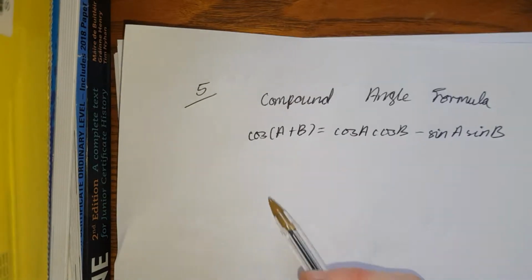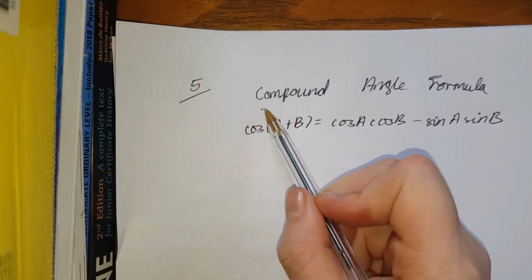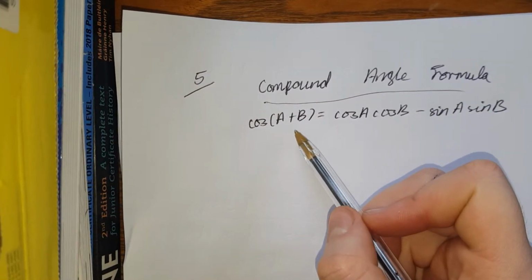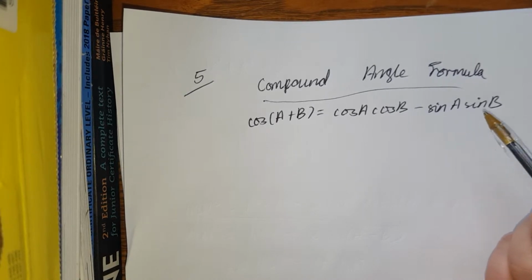The trigonometric identity that I want to prove is another compound angle formula. So it's cos(A + B) is equal to cos A cos B minus sin A sin B.